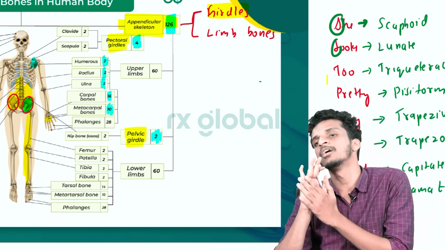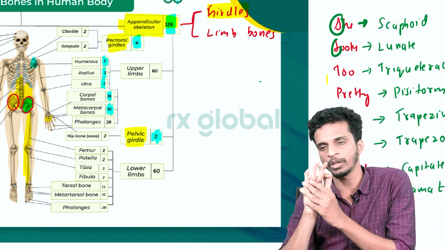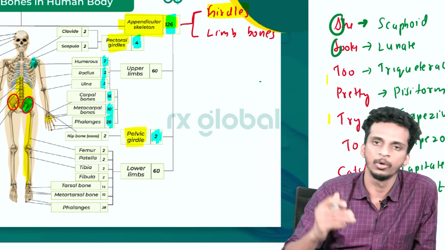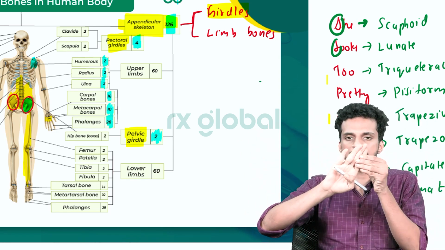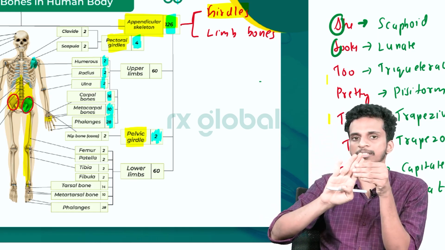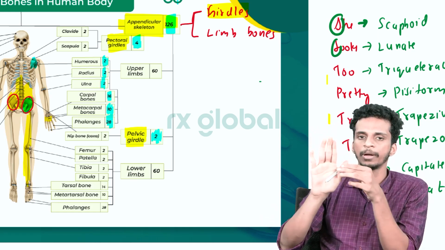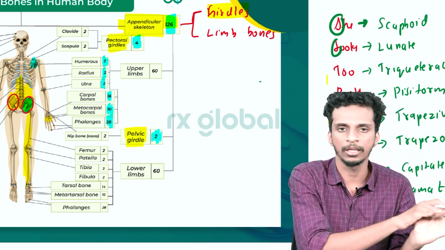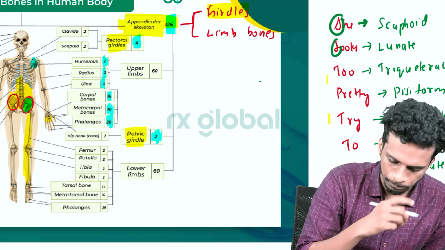And then I have 14 phalanges on each side, 14 on one side and 14 on the other, which makes a total of 28. You know that each finger contains 3 phalanx, except for the thumb, which contains only 2. The rest 4 fingers contain 3 phalanx each, so 4 into 3 is 12, plus 2, that means 14. So now let's count.